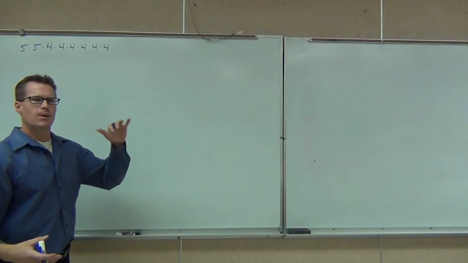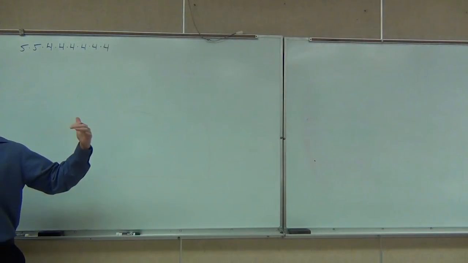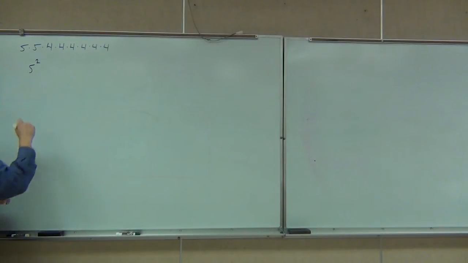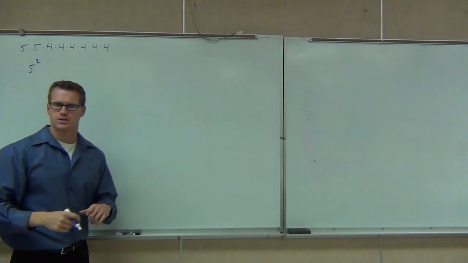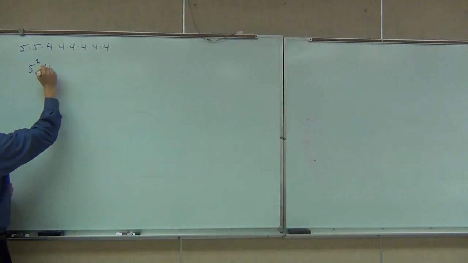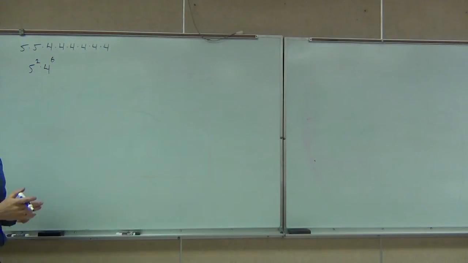Can you tell me how many bases am I going to have up here? Two. Okay, what's my first base? 5. To the? Second. Perfect. Or you could also say it that way. Awesome. And then we're going to have a little multiplication. Our other base is? 4. To the? 6th power. Perfect. And that's exactly how we need to write that.